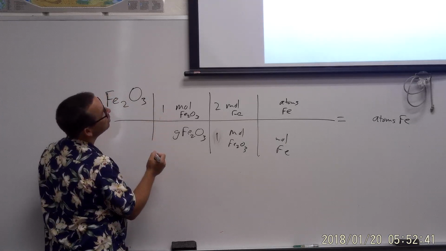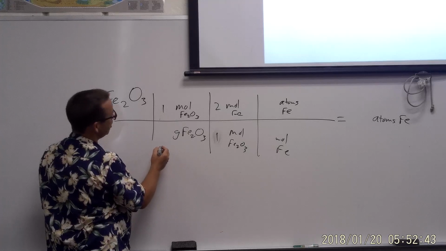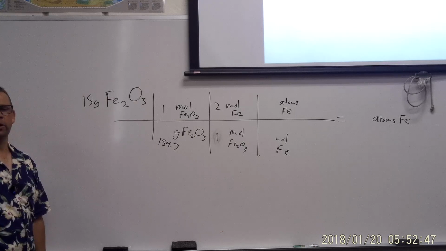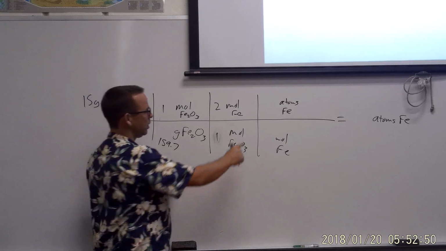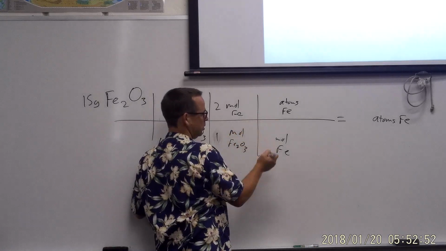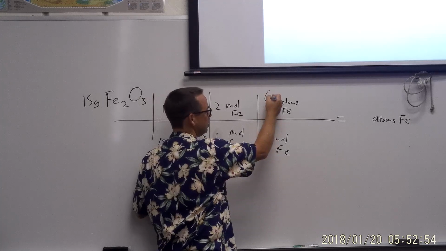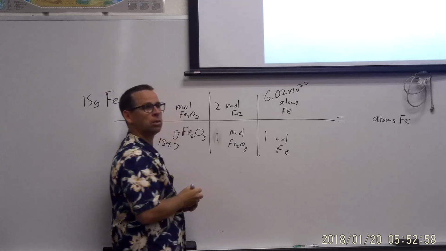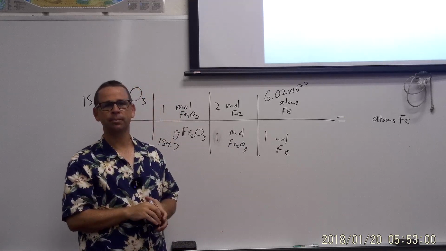1 mole, 159.7 about? Very good. What about here? What goes here? 1 mole, 6.02 times 10 to the 23rd. Right? Wonderful.